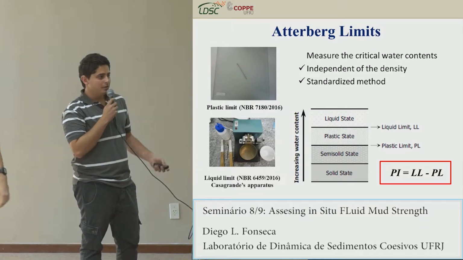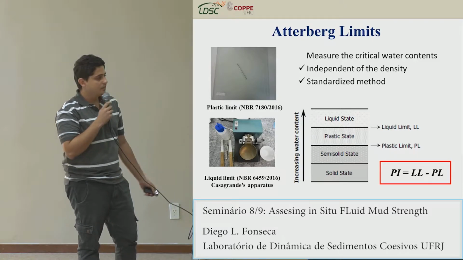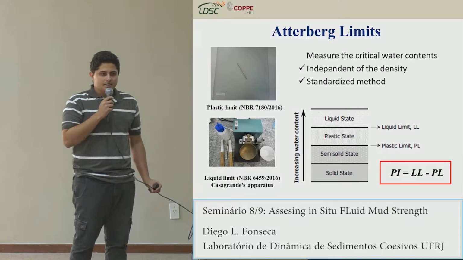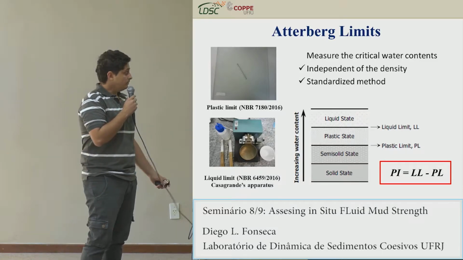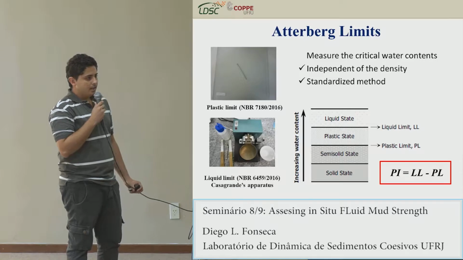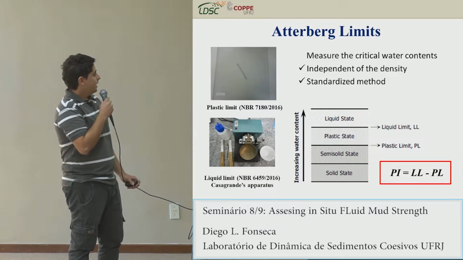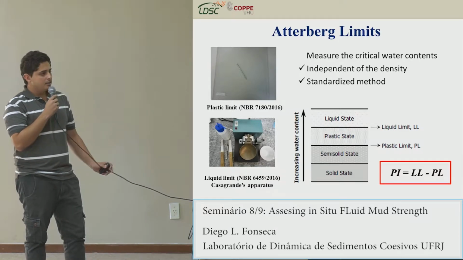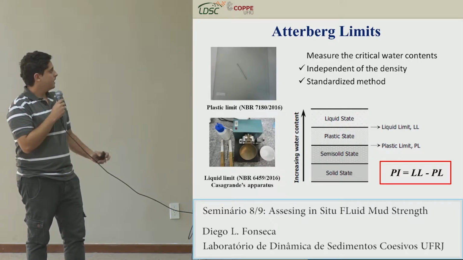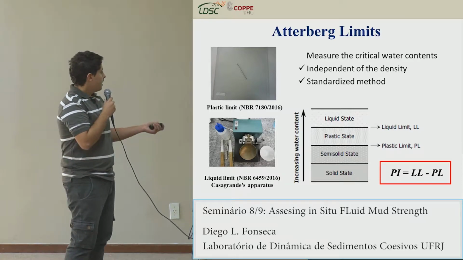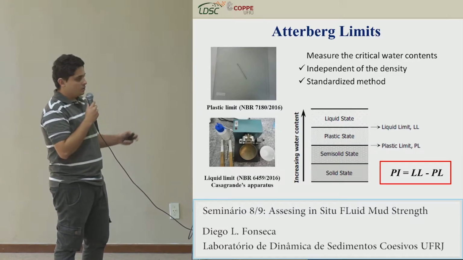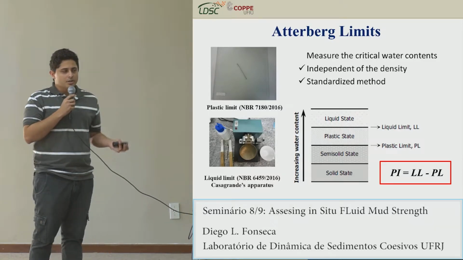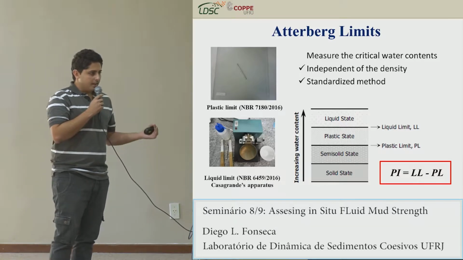So, moving on with the mud characterization, we have the Atterberg limits. The Atterberg limits is a technique to measure the critical water content in a soil. It's independent of the density, and it's a standardized method. Depending on the water content, a soil may appear in 4 states: the solid state, semi-solid state, plastic state, and liquid state.